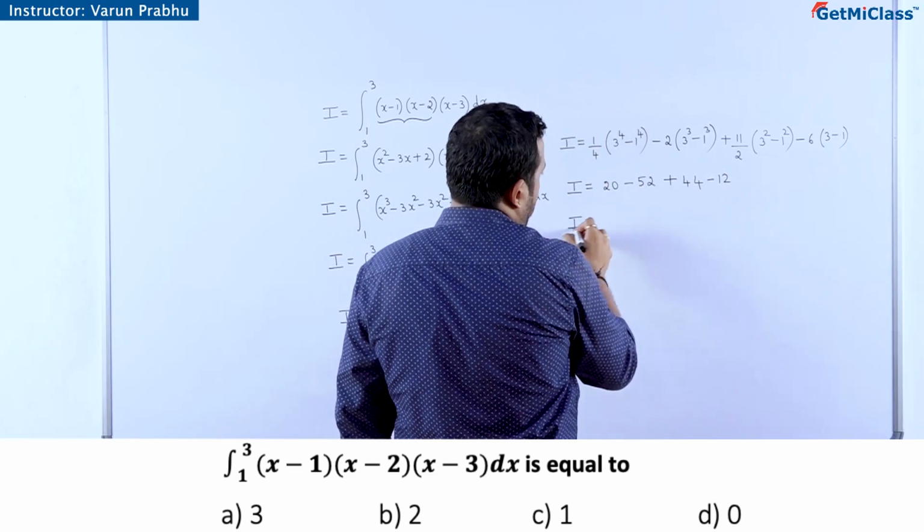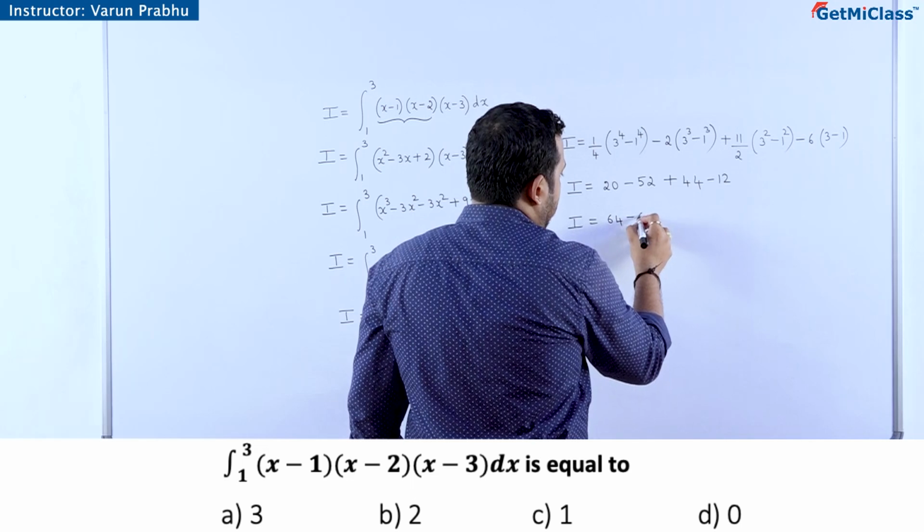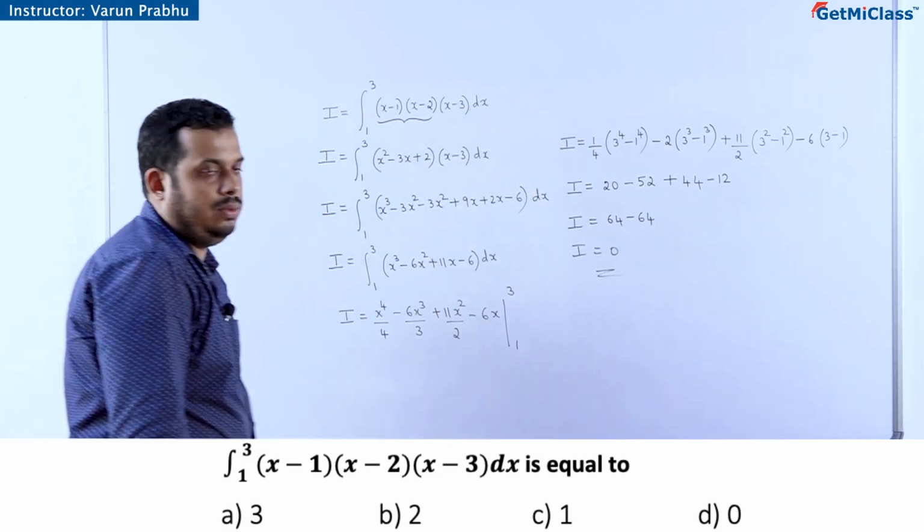minus 12. So what will be your answer that we get here now? 20 plus 44 is 64, 64 minus 52 minus 12, which is 64 minus 64. So your answer to the question for the integral will be equal to 0. This is the answer.